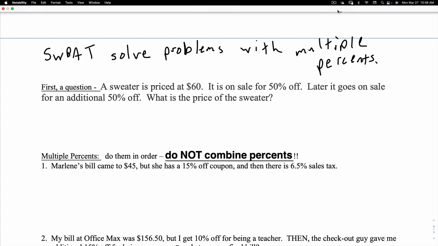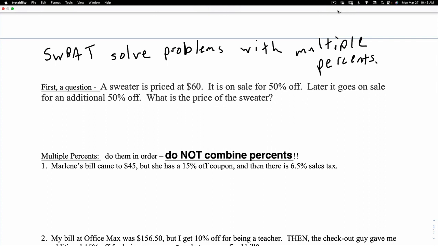$60. It's on sale 50% off. Later, it goes on sale an additional 50% off. What is the total price of the sweater? I want you to turn and talk to your partner and think, is this thing going to be 100% off, or is it a different percent off when you get to the final price?